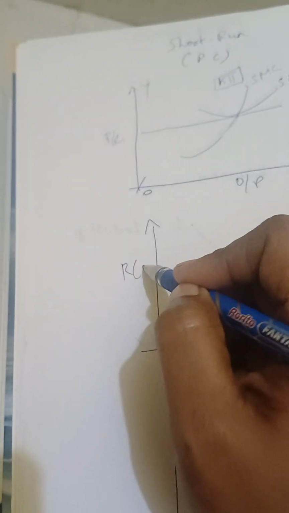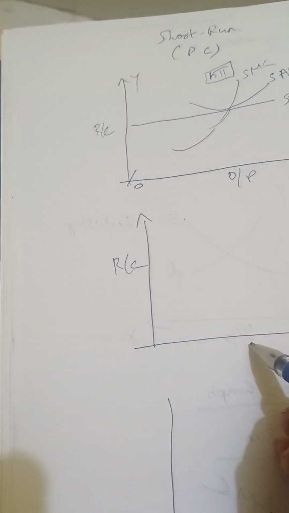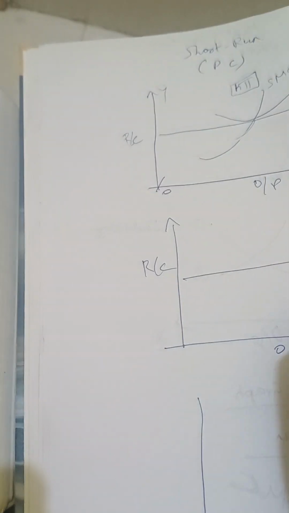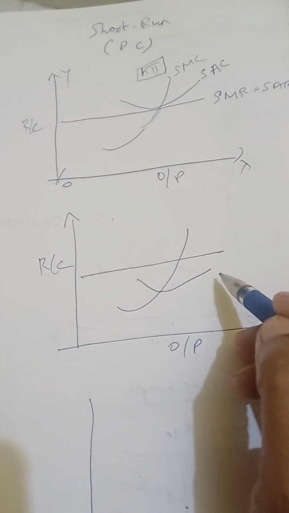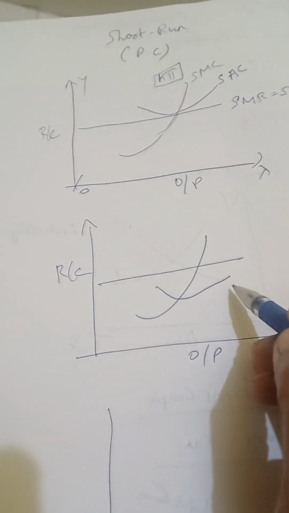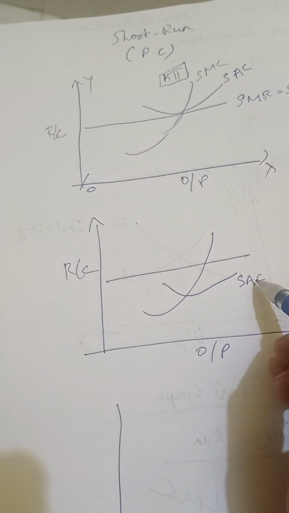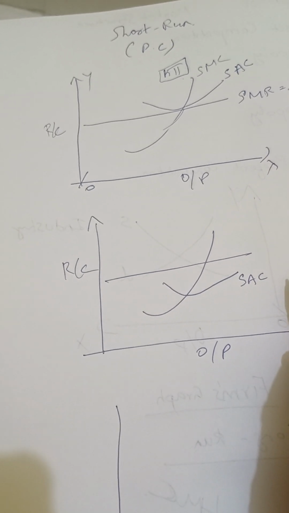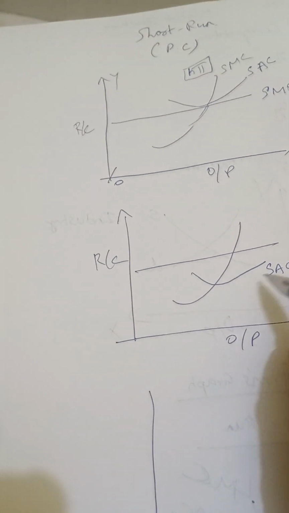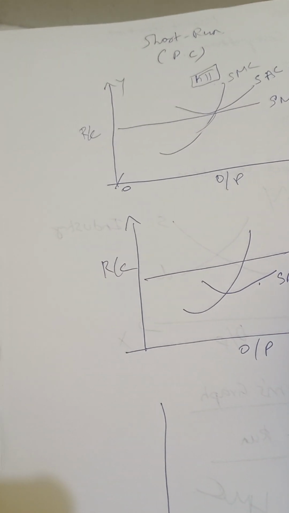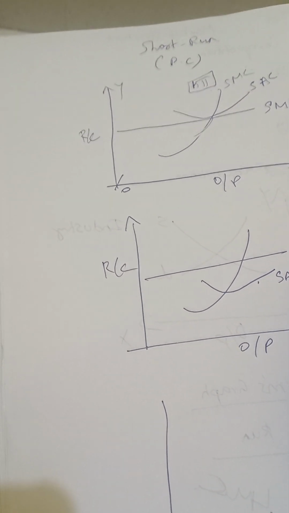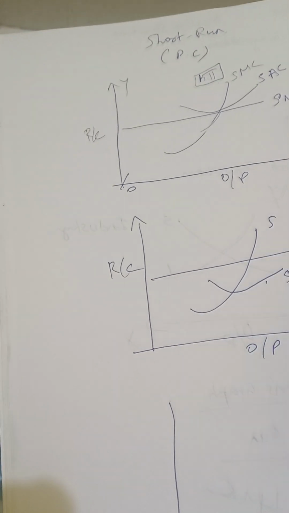Then you also have, when you have revenue and cost along the y-axis and output along the x-axis, a possibility of loss in the case of perfect competition. So when the short-run average cost curve is going to be less than the short-run average revenue or the short-run marginal revenue, then this is the case of profit.